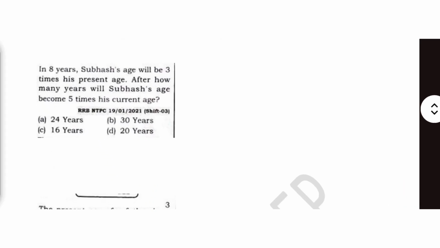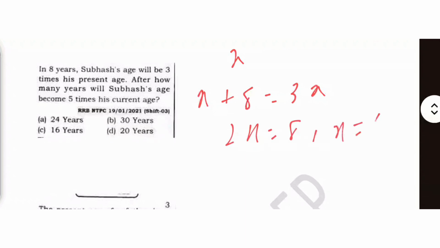In 8 years, Subhash's age will be 3 times his present age. Okay, how many years will it take for Subhash's age to become 5 times his current age? Now let Subhash's age be x, and we are given that in 8 years Subhash's age will be 3 times his present age. Therefore 2x is 8, x is 4.